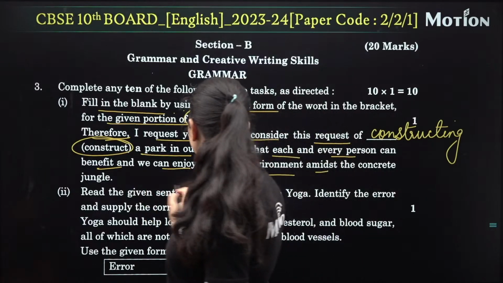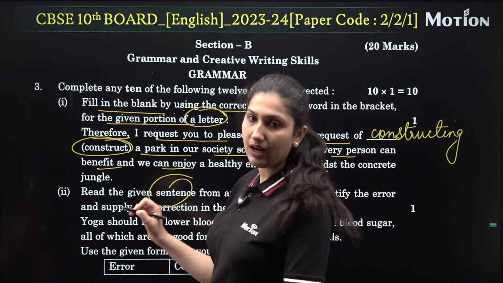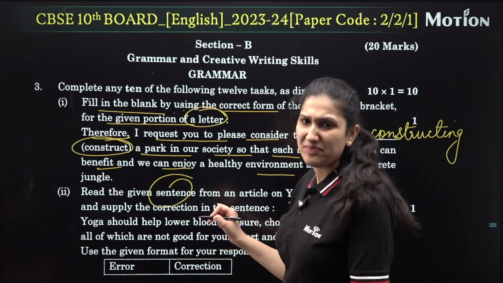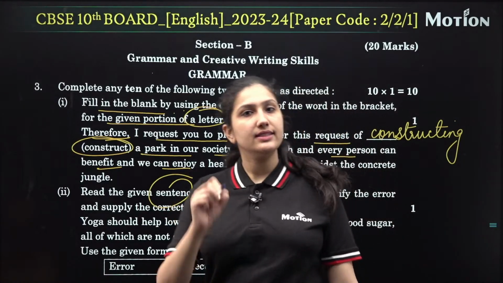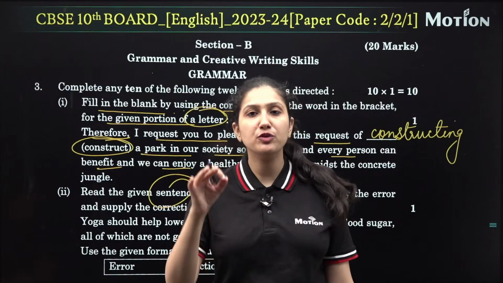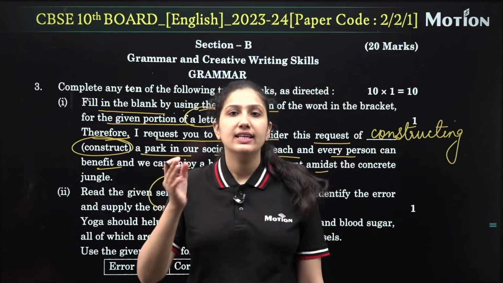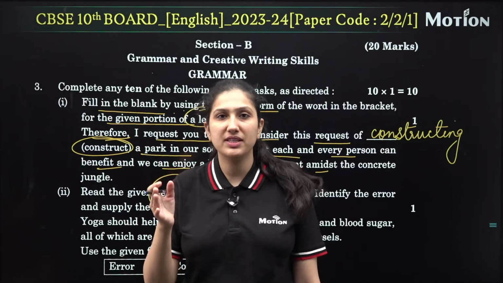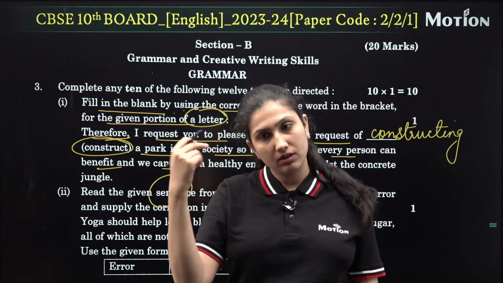Next, read the given sentence from an article on yoga. There is an article on yoga, और आपको उसका बताना है. B then A. Alright, this is absolutely fine. आपने section B पहले किया है, फिर C किया है. It is absolutely okay. Even I suggest my children कि बेटा पहले आपने section B करना है, then C, and in last you have to attempt section A. Because what happens whenever you attempt section A in the beginning ना, so it takes more time.